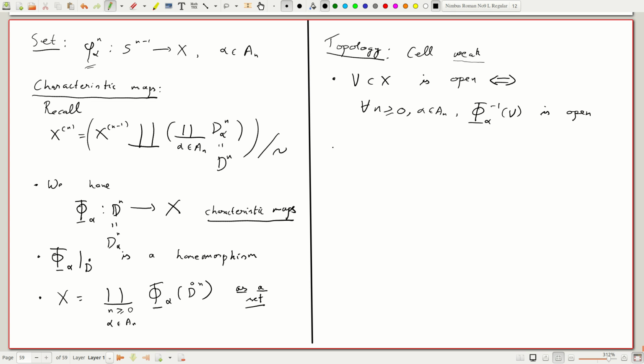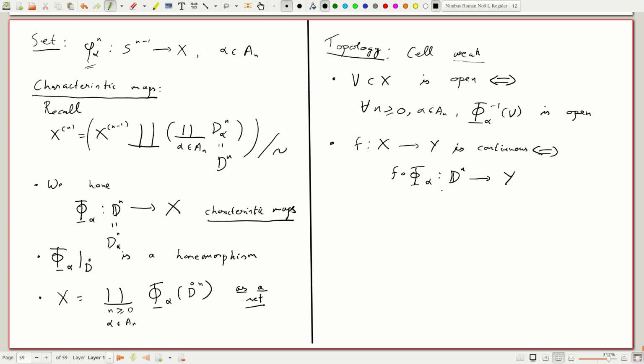This is not continuity, it's a weak topology, and this can be formulated in a more categorical way. Namely, if I look at a function f from the space X we have just obtained, the CW complex, to any other space Y, this is continuous if and only if I look at f composed with phi alpha. Now this is a map from Dn to Y. I did not put an alpha to emphasize this is a standard space.